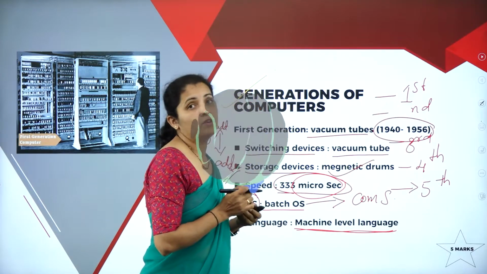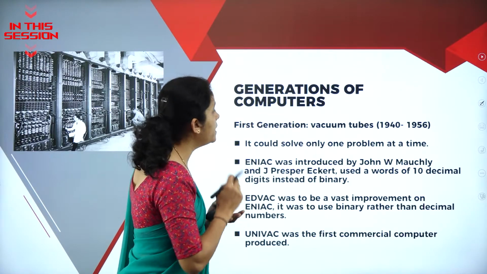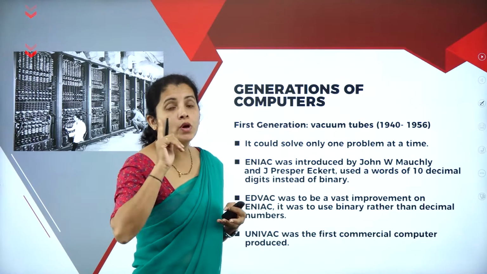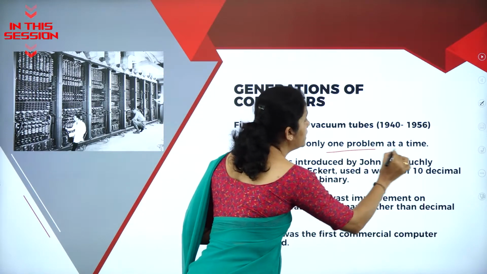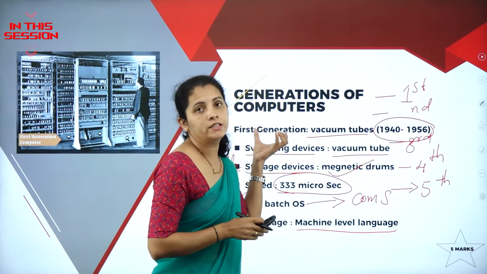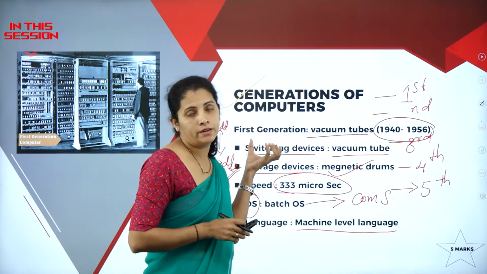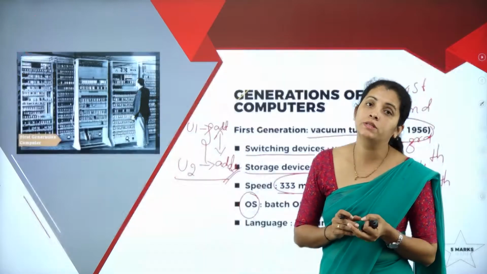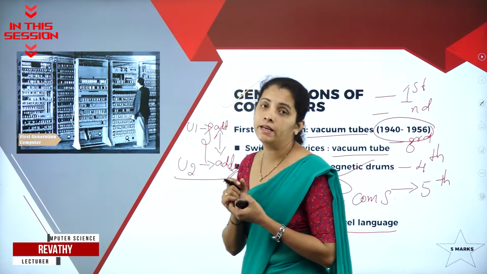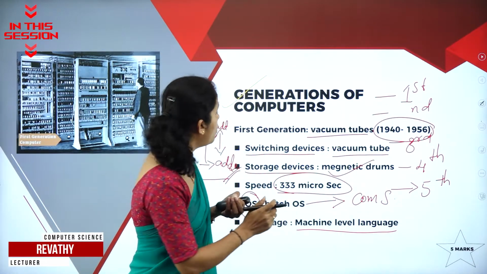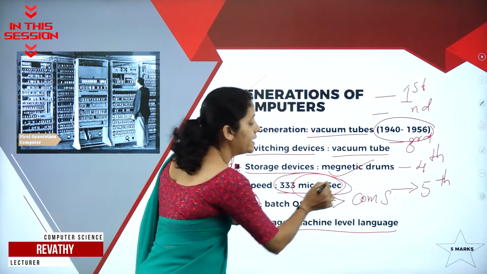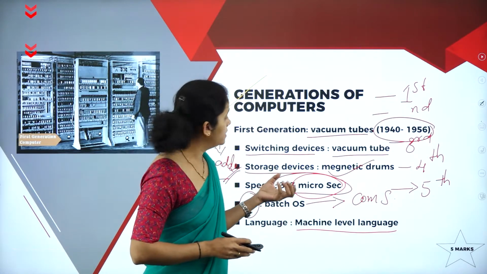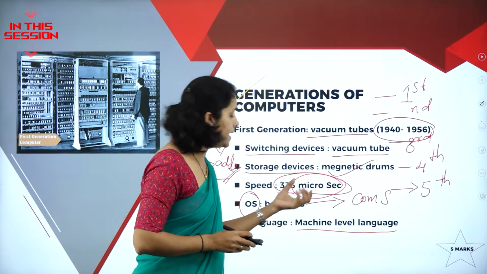These generations of computer systems were capable of executing only one problem at a time. During the first generation, what kind of switching devices did they use? That is nothing but the vacuum tubes. What is the execution speed? That is measured in terms of microseconds, and it is 333 microseconds.